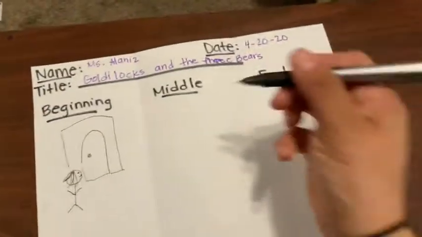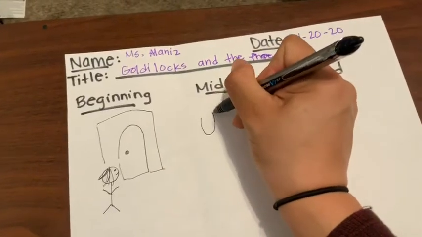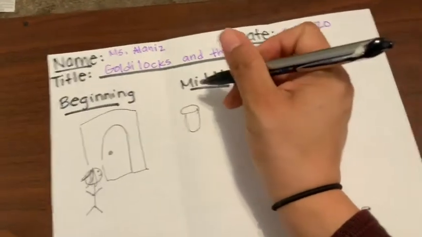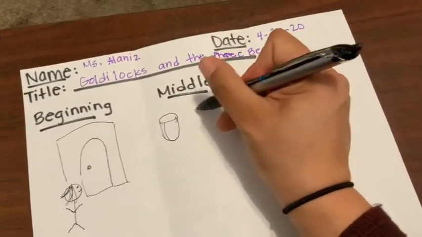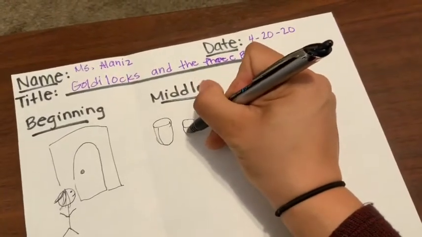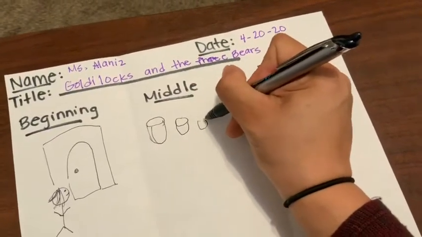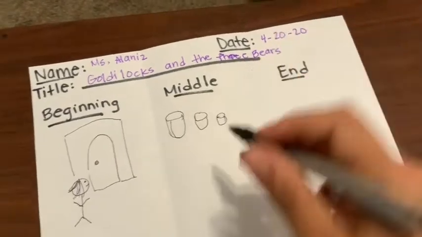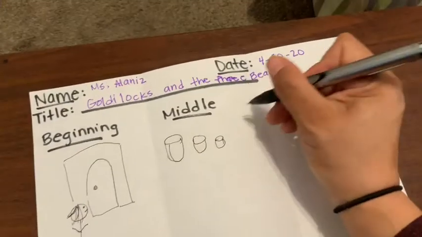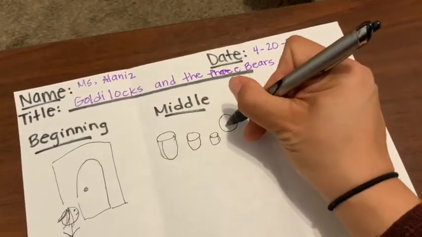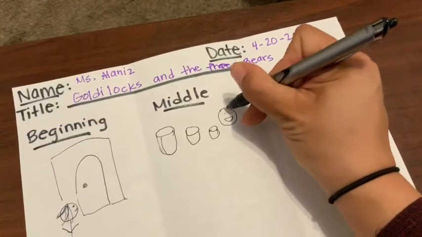And in the middle, she tried all the porridges. And here's, so there's the big one, and then the medium one, and the little one. And so she ate the little one, right? So I'm just going to draw Goldilocks right here.